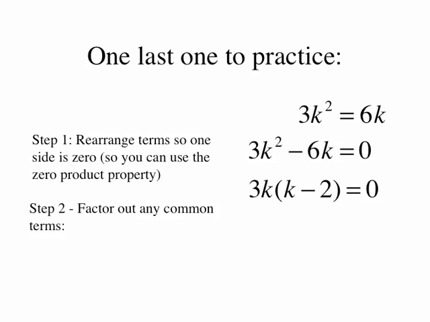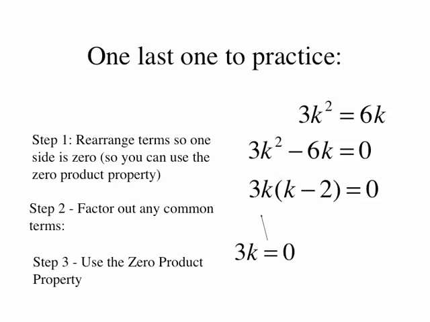Now I have the product of some things is equal to 0. One of those things must be 0 itself. So now we use the 0 product property. Either 3k has to be 0, which just means k itself would have to be 0, or k minus 2 would have to be 0, which means that k would need to be 2.